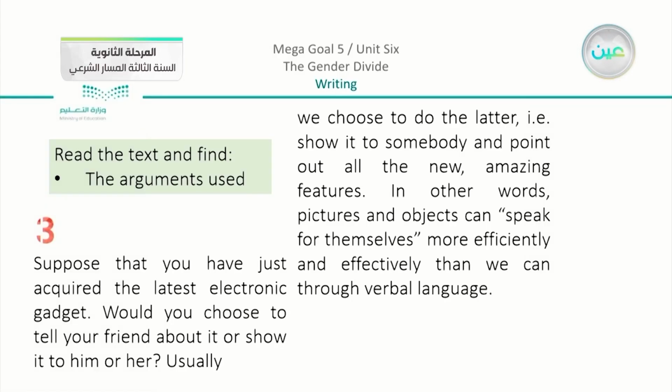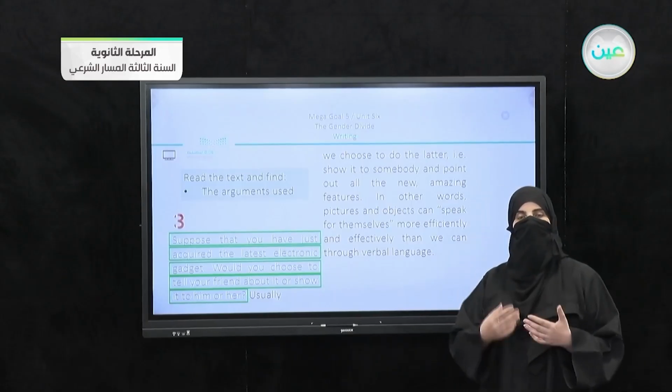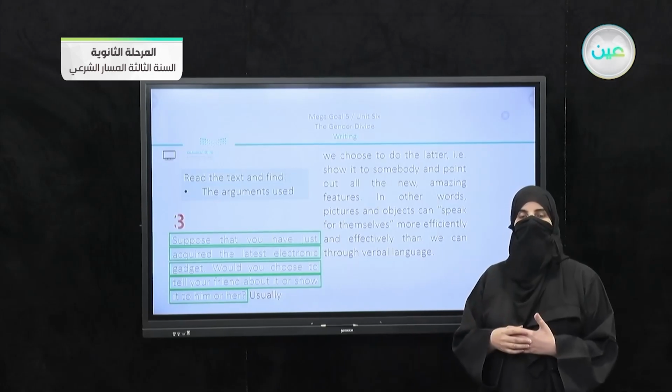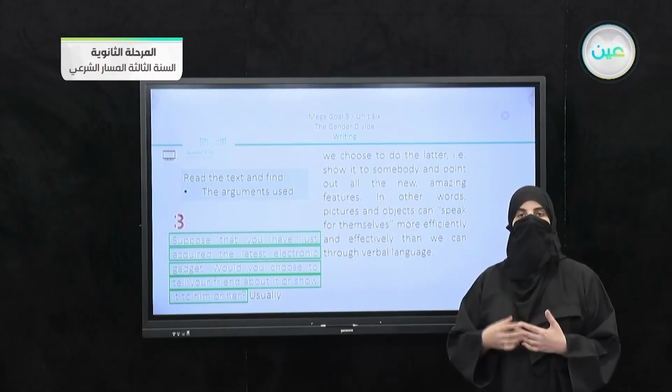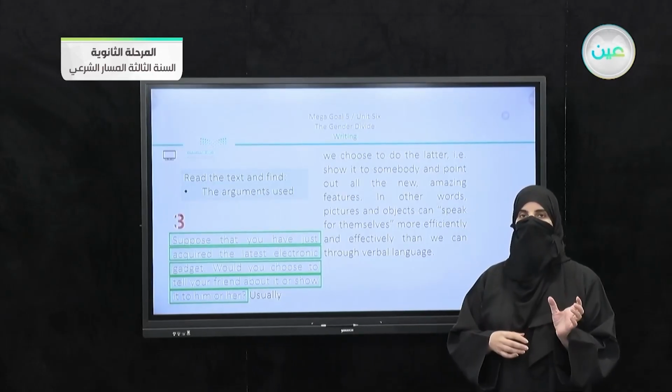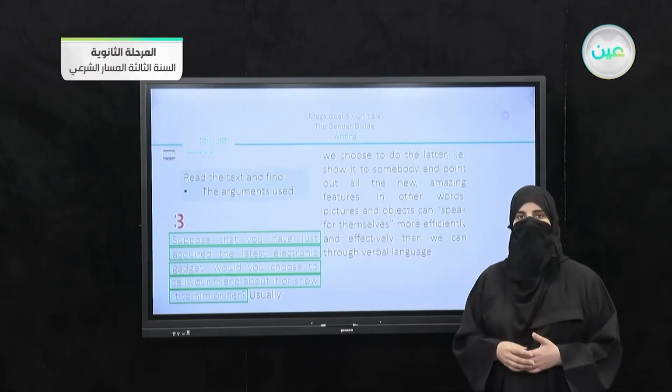In number 3, we can see that the argument is: suppose that you have just acquired the latest electronic gadget. Would you choose to tell your friend about it or show it to him or her? Now, this is another way to prove a point that something is better than another thing. So when I am talking about my new gadget or a new device, it is much better to show a person. Do you agree that it is better to show it, or just to talk about it?